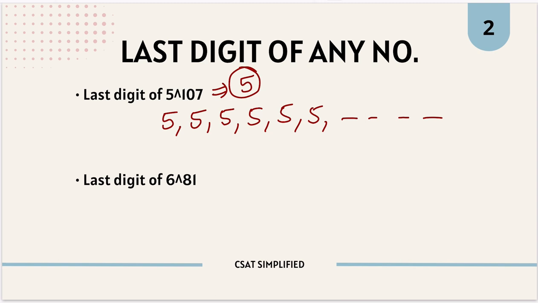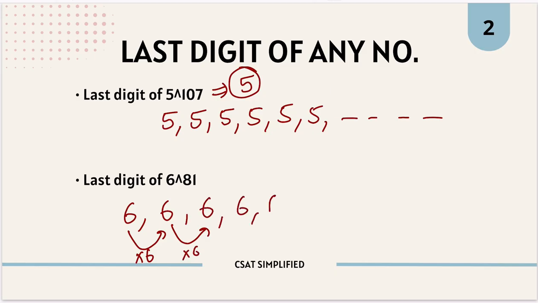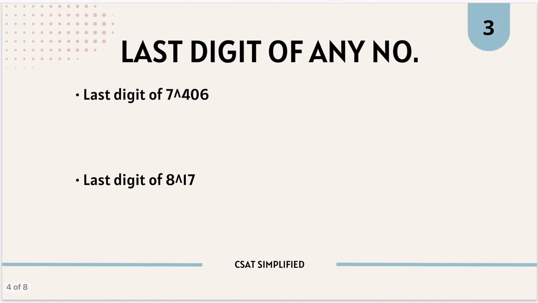6. How are we going to do it? 6 into 6 is 36. What am I going to pick? Only 6. So I am only going to put 6. 6, 6, 6 and so on. So whatever is the power of 6, the last digit is always going to be 6. So I am not bothering. So 5 and 6 are similar. You don't need to do anything since you already know it.